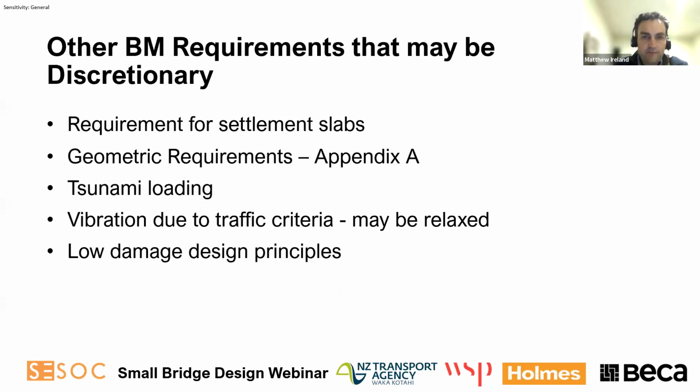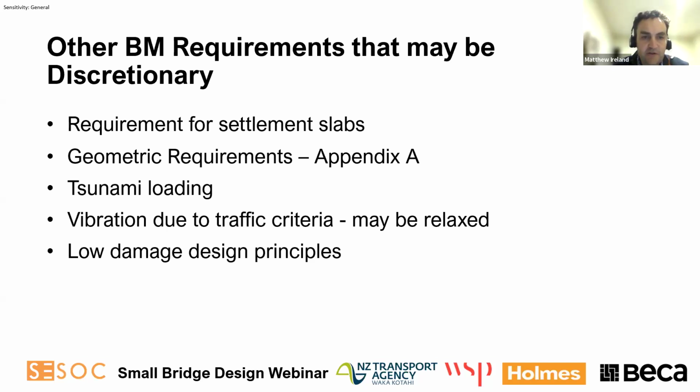Cool. A few other of the more particular requirements, just a really high level overview. Section 4 of the bridge manual includes quite a few specific requirements for detailing and material requirements. One thing that you might see pop up is the requirement for settlement slabs. Obviously, if you're not on a public road, you might agree with the asset owner that these don't need to be incorporated.